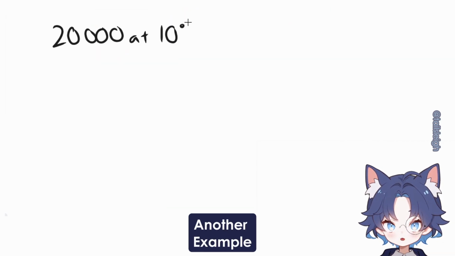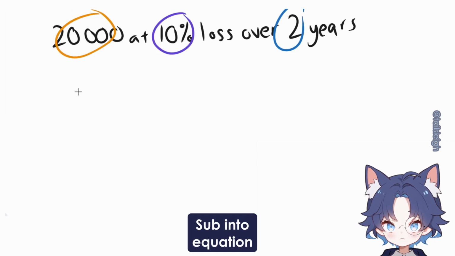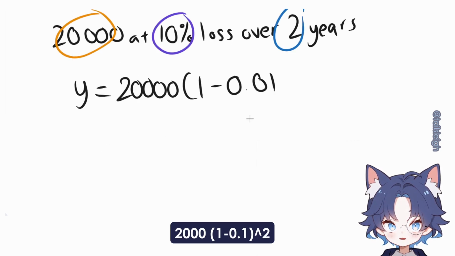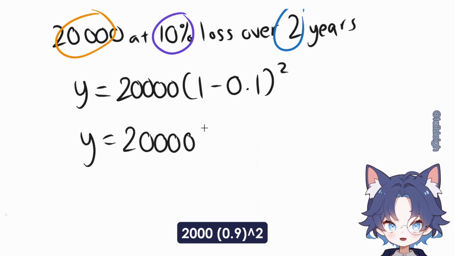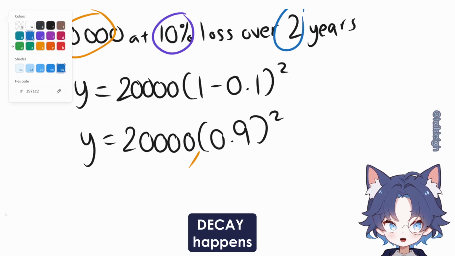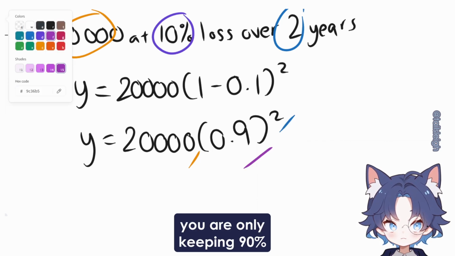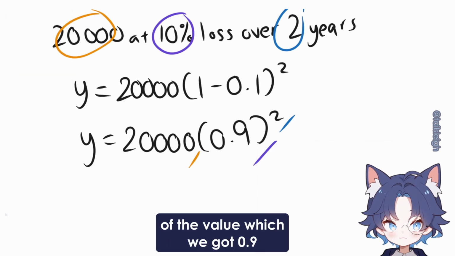Another example, 20,000 at negative 10% for 2 years. Sub it into your equation. 20,000 times (1 - 0.1), which equals 0.9, to the power of 2. Solve to get the answer. Decay happens when you lose 10%, you are only keeping 90% of the value. That's why we get 0.9.